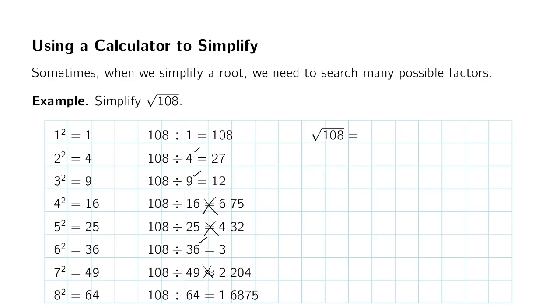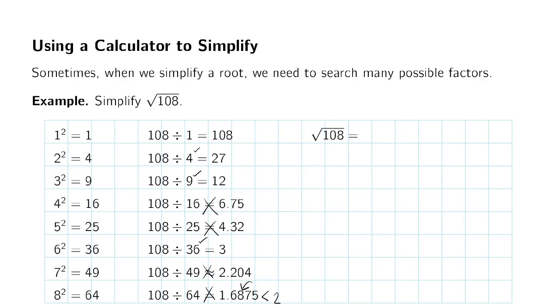7 squared is not a factor. 8 squared is not a factor. And I've stopped here. Why did I stop here? That number is less than 2. Why does that matter? Well, it's because any remaining factors now are going to be less than 2, which means they're either going to be 1 or they're not going to be an integer at all. I don't care about factors that aren't integers. Factors of 1 aren't interesting either.